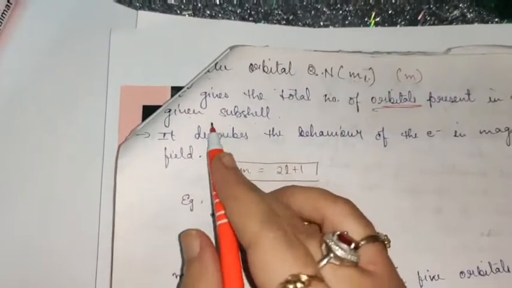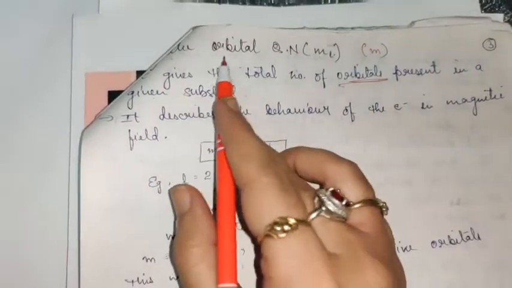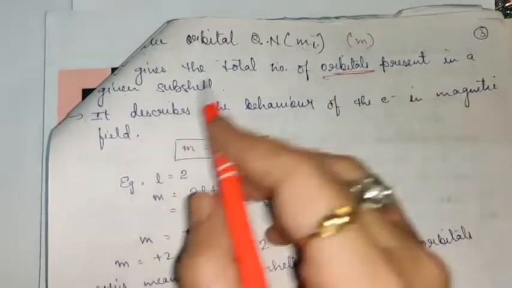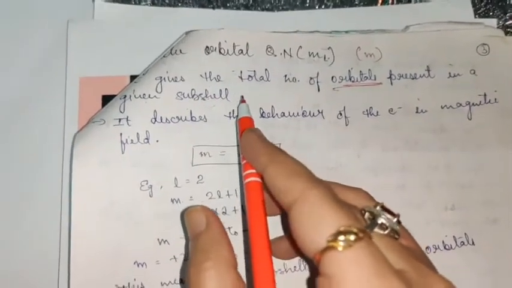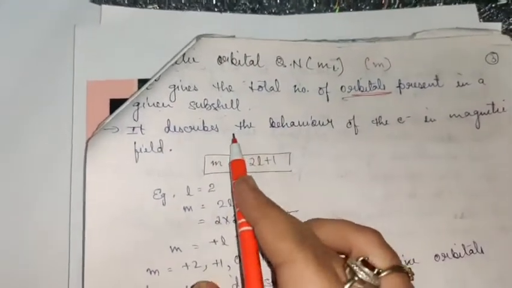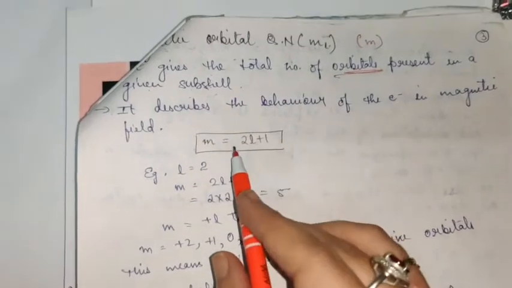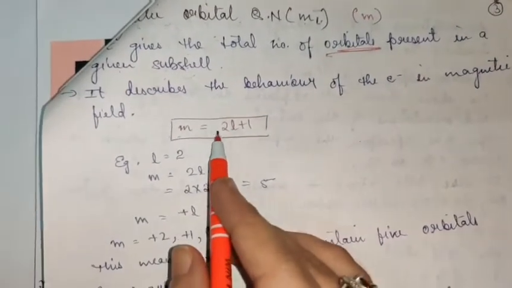Shell contains subshell and subshell contains orbitals. So this magnetic orbital quantum number tells us about the total number of orbitals present in a given subshell. I hope you are writing also along with me. Okay, please mention the heading here, magnetic quantum number. It describes the behavior of an electron in the magnetic field, and we have the formula to find out the magnetic quantum number, which is equal to 2L plus 1.